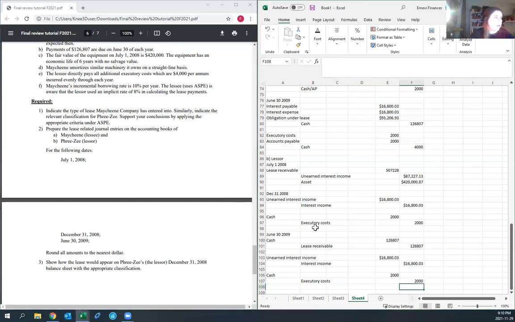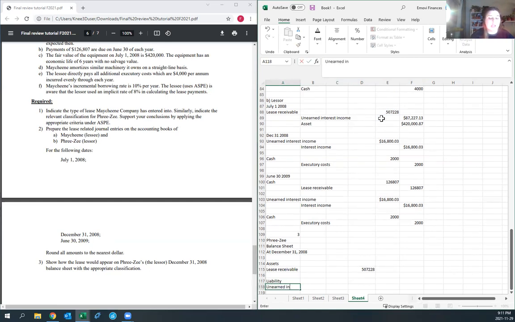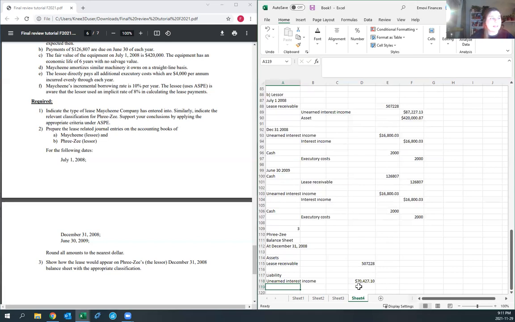All right. And then requirement 3. Show how the lease would appear on Freezy, the lessor's December 31st, 2008 balance sheet with the appropriate classification. So Freezy, our balance sheet. For their assets, they have a lease receivable of $507,000, and they have a liability of unearned interest income of $37,000 minus what we accrued on December 31st. So of 70,427.